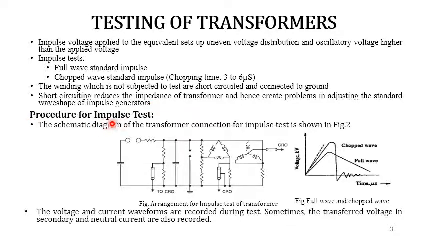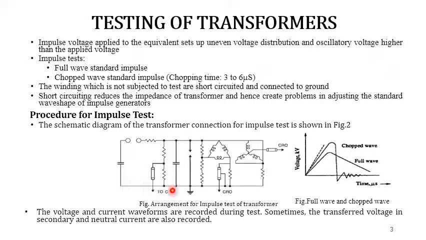This is the procedure for conducting the impulse test. This is the schematic arrangement for the impulse test, and these are the waveforms. The wave shapes of the full wave and the chopped wave are shown here. Here the transformer is being tested, and it is essential to record the waveform of the applied voltage and the current through the winding under test. Sometimes the transferred voltage in the secondary and the neutral current are also recorded.